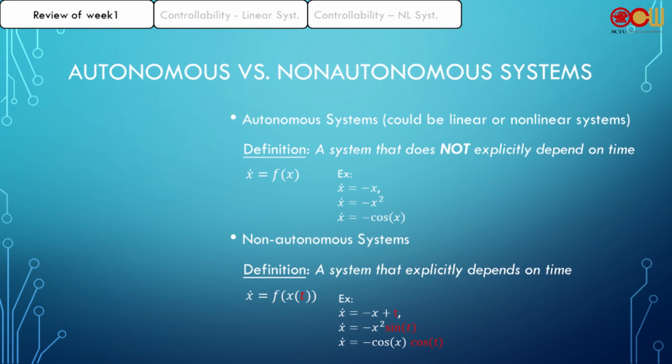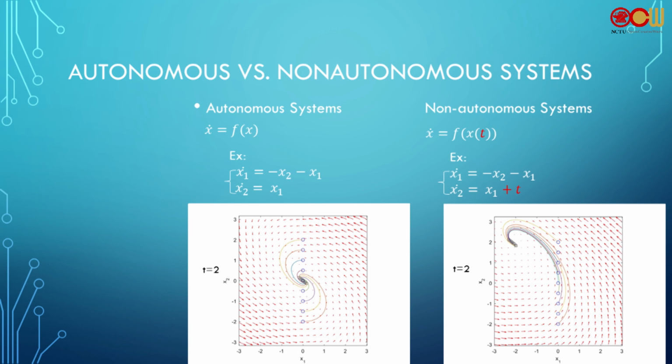We mentioned in the previous lecture the difference between autonomous and non-autonomous systems. For autonomous systems, the system does not explicitly depend on time. Compared to non-autonomous systems, where the dynamics explicitly depend on time. And here, all the coefficients don't depend on time. The coefficients are -1, -1, right? So it doesn't depend on time. But here, you have time in the dynamics. So that's the difference. What's the difference when you compare their phase portraits?